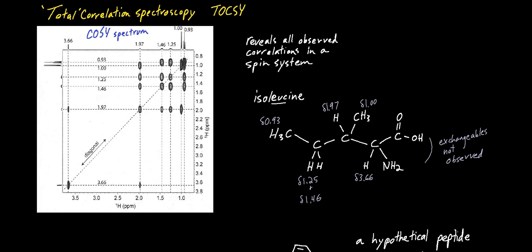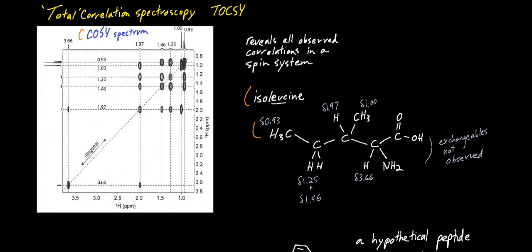Okay, this is our 5th video by my count, and this is on the subject of total correlation spectroscopy, as it's called, or TOCSY. This evolved from COSY, I suppose, is the way to say it. Here we have the COSY spectrum of this compound isoleucine that the structure is drawn out for you. So remember, in COSY you have symmetrical halves. Let's just walk our way through this really briefly.